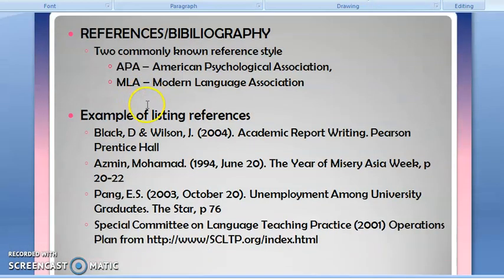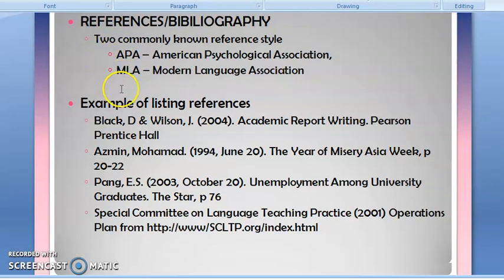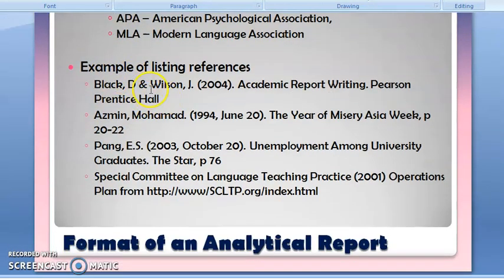Okay, ni dia. Saya rasa you dah belajar dalam subjek ELC. Okay, APA. Kita pakai APA ya. Okay, ini contohnya macam mana nak buat.